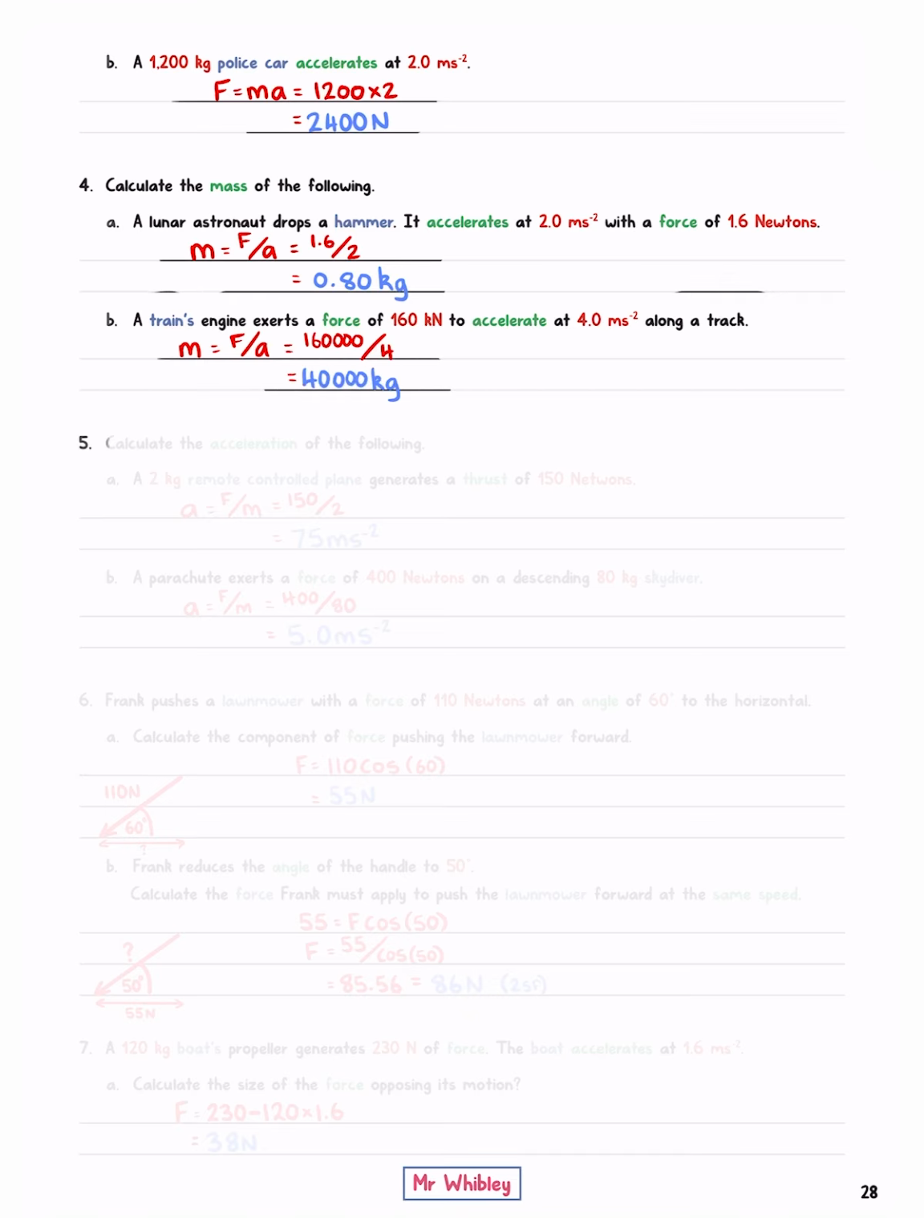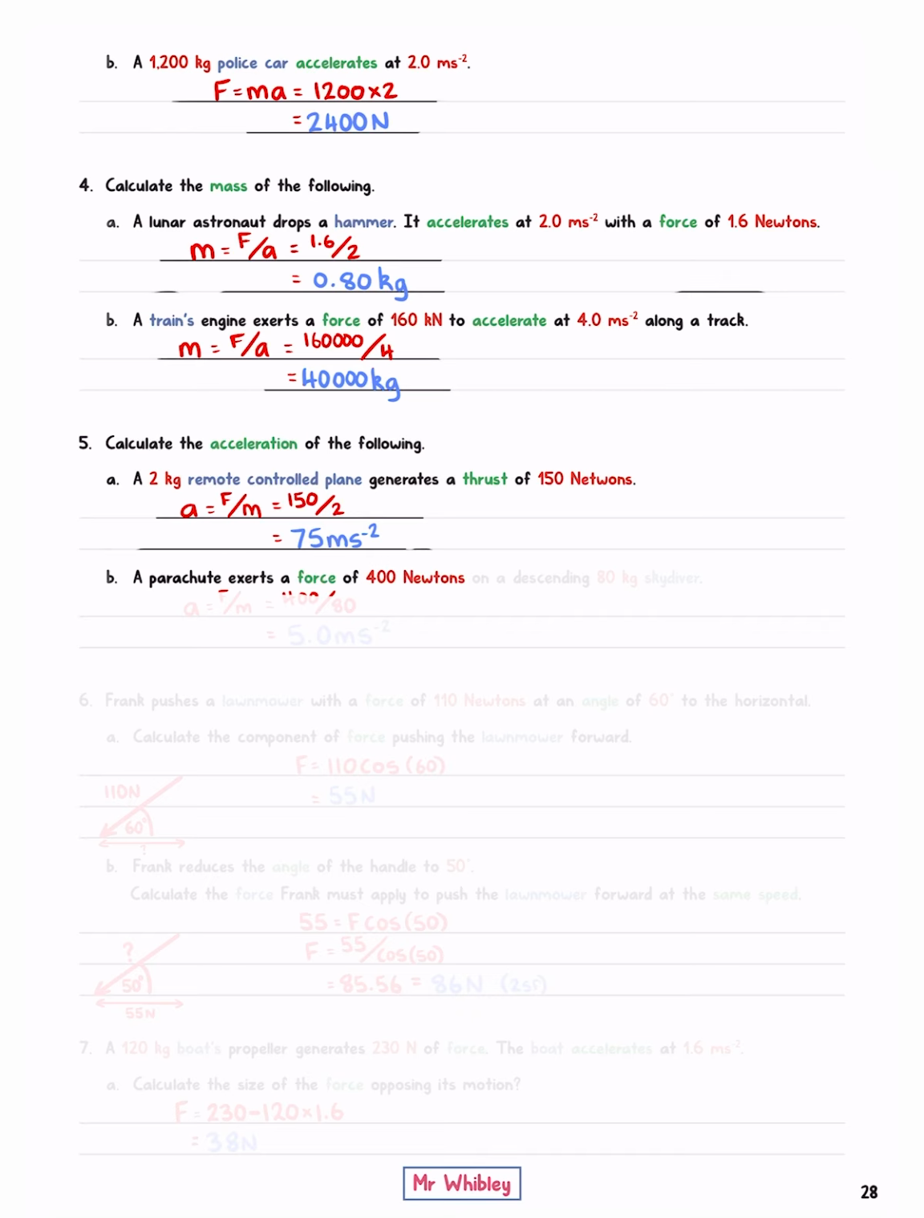Question 5. Calculate the acceleration of the following. A 2 kilogram remote controlled plane generates a thrust of 150 newtons. Taking F equals ma and solving it for the acceleration gives us force divided by the mass. Putting these numbers in gives me 75 meters per second squared. A parachute exerts a force of 400 newtons on a descending 80 kilogram skydiver. Once again, acceleration is force divided by mass.